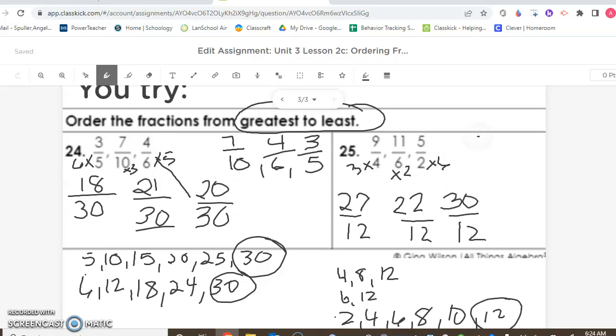So 5 halves is the biggest, 9 fourths is second, and 11 over 6 is the least. Great job. You just finished Unit 3, Lesson 2C. Go ahead and go back to Class Craft and continue on your path. I'll see you for the next lesson.